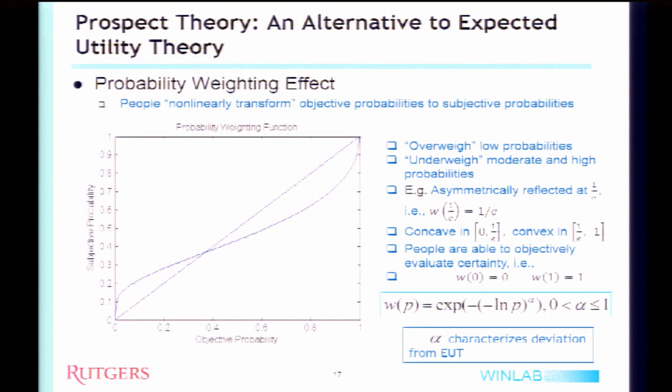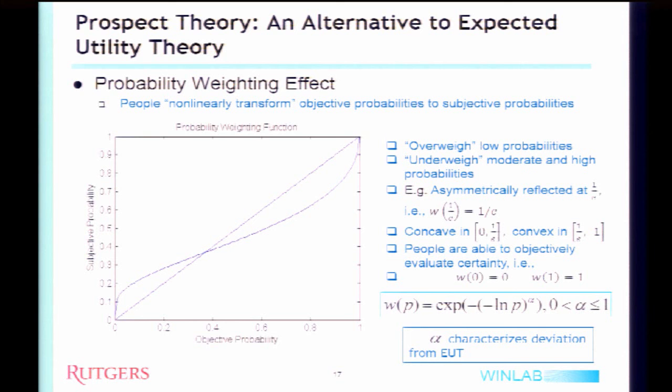So the probability weighting effect, as I mentioned, is that people have poor judgment of probability. In a sense, people nonlinearly transform the objective probability to subjective probabilities. Simple examples are the lottery and insurance. A lot of people buy lotteries, but mathematically winning is almost impossible. Still many people buy lottery tickets, because people have very poor judgment over the objective probability.